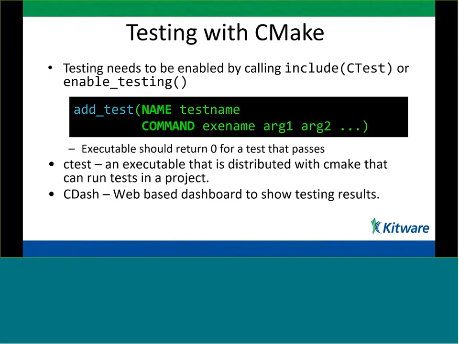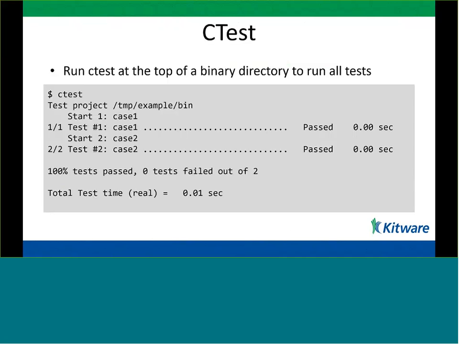CTest is an executable. It's distributed with CMake. It can run the tests in a project. And then I'll talk about CDash a little bit later as well. So if I just run CTest at the top of a binary directory, it will run all the tests in that project and give you a little report and show you how each one was run.